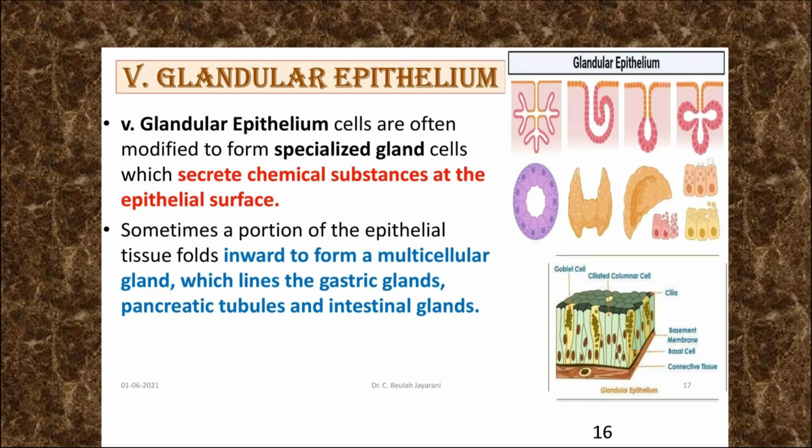The glandular epithelial cells, as the name indicates, are present in the glands, especially those which secrete chemical substances at the epithelial surface. These cells have epithelial folds inward to form multicellular glands which line the gastric glands, pancreatic tubules, and also the intestinal glands.